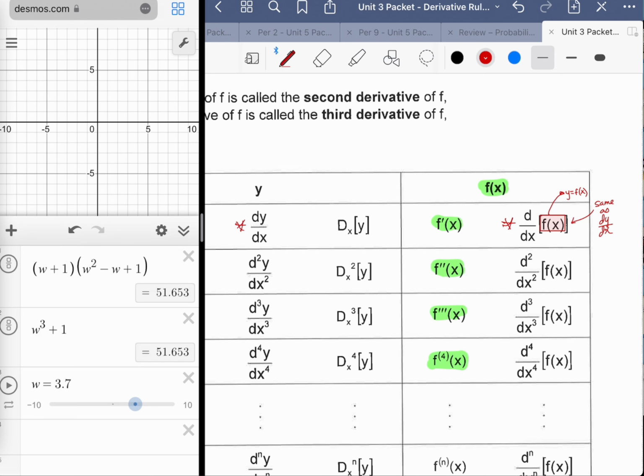Now, if I want the second derivative, that second derivative would be noted this way, where we have d with a power of 2, dx squared. That's saying the second derivative of some function of x. The original function hasn't changed. It's still some function of x, which we typically denote as y. So that would make this the same as d2y over dx squared.